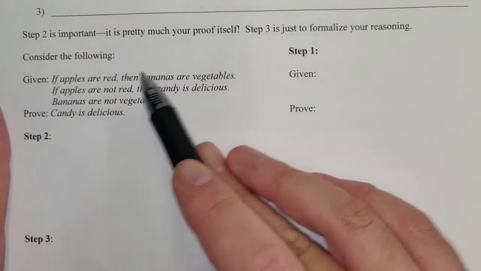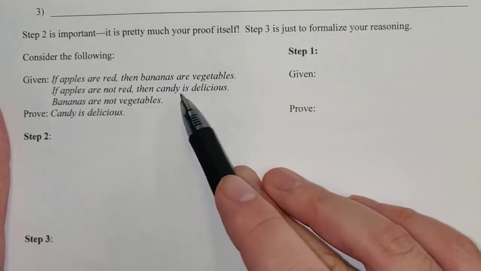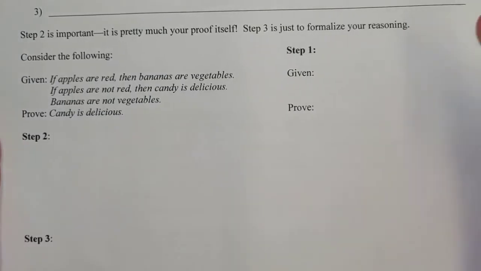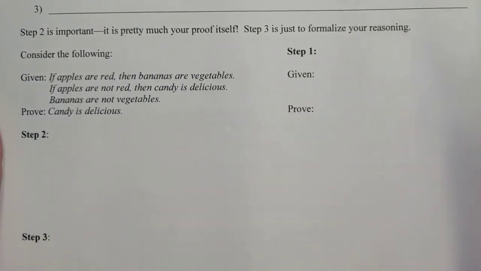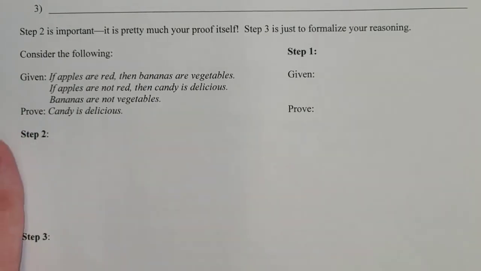So in this case, if apples are red, bananas are vegetables. If apples are not red and candy is delicious, bananas are vegetables. And we're going to prove the candy is delicious. Pretty good way to start things off. So note that in this situation, the first thing to note is that this is all in words here.